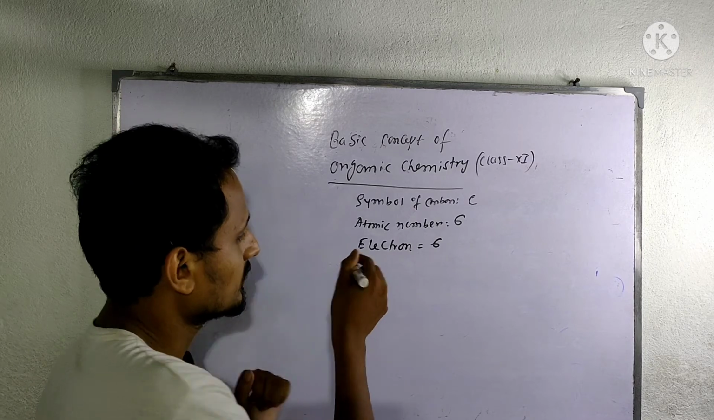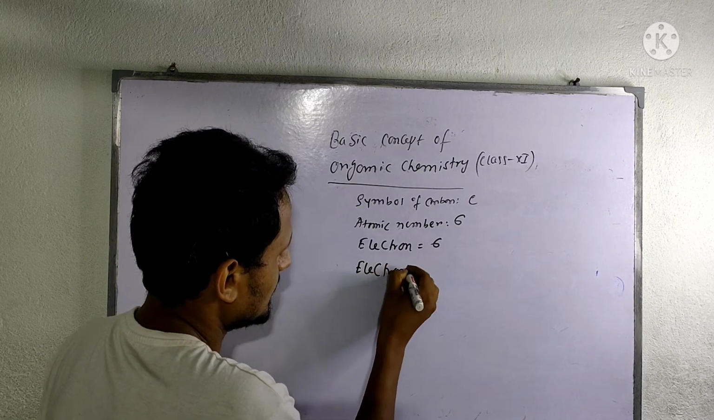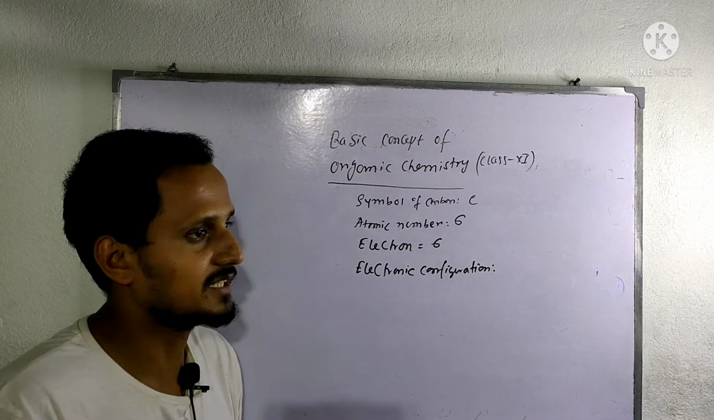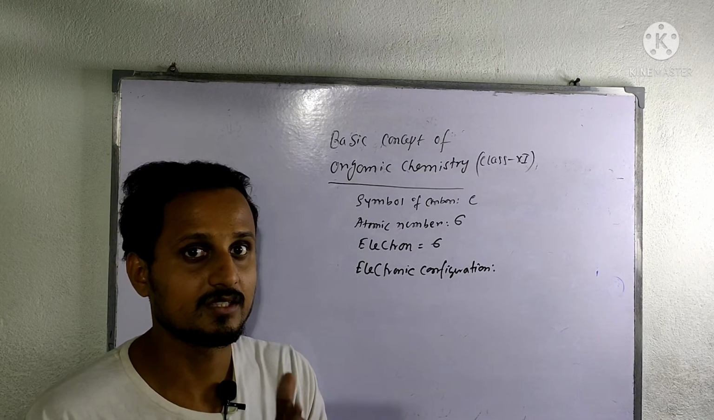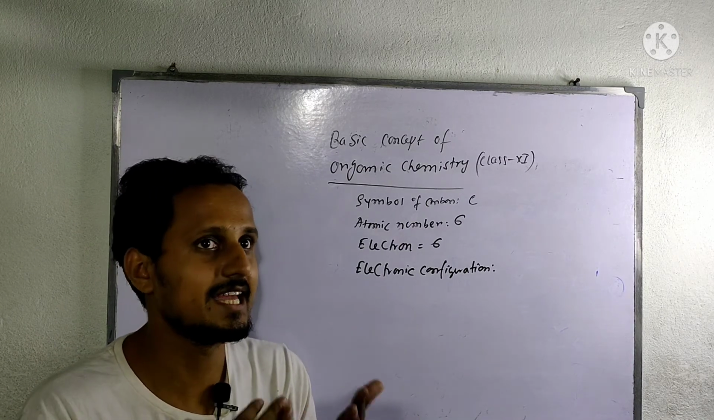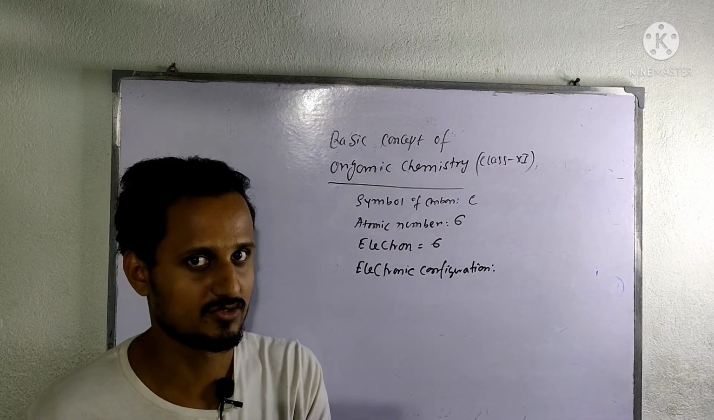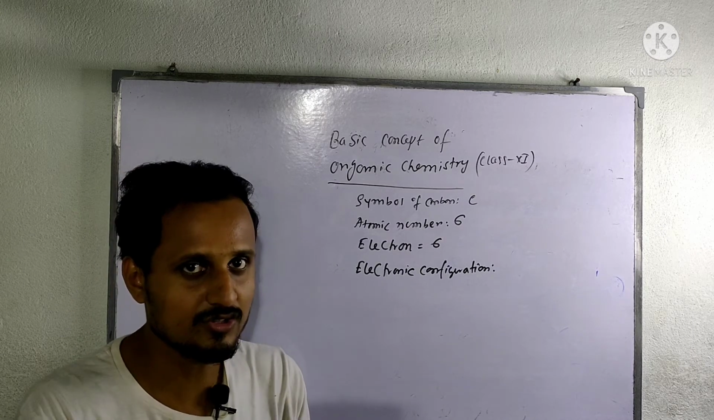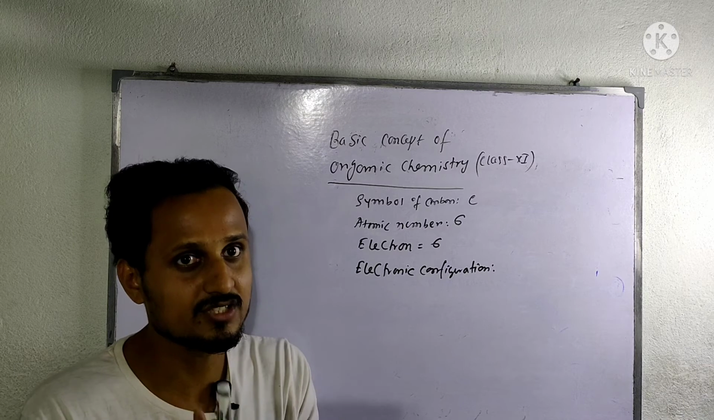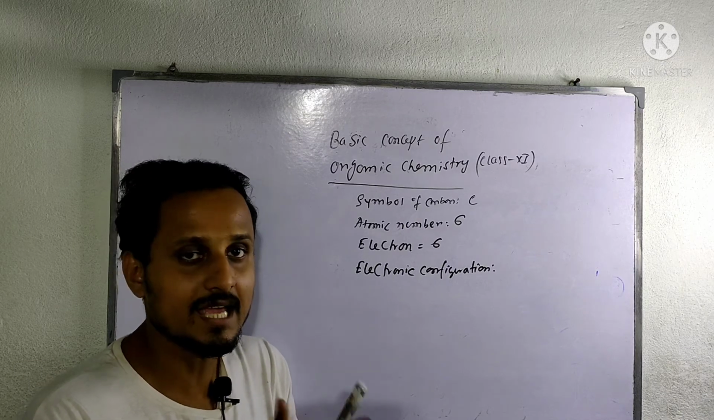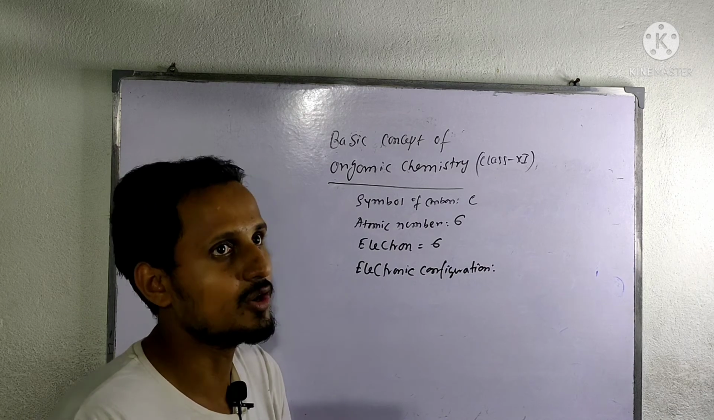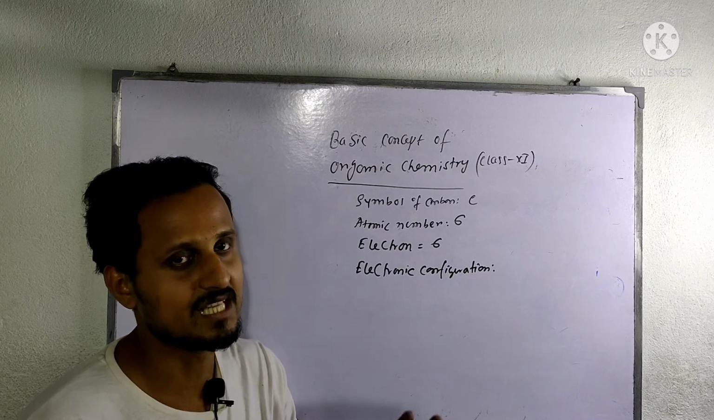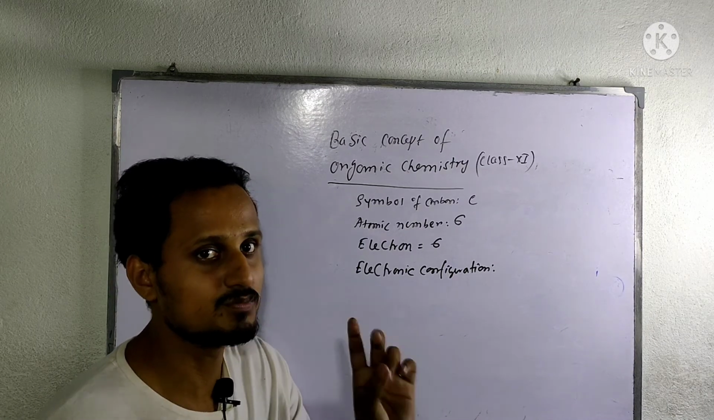Now come to electronic configuration. From the atomic structure chapter we know that previously in class 10 we used to write the electronic configuration like this: in K orbit 2 electrons, in L orbit 4 electrons. But now we learn the concept of orbital. We can find the electrons with maximum probability in an orbital. That means the orbitals are those regions where the probability of finding the electron is maximum.